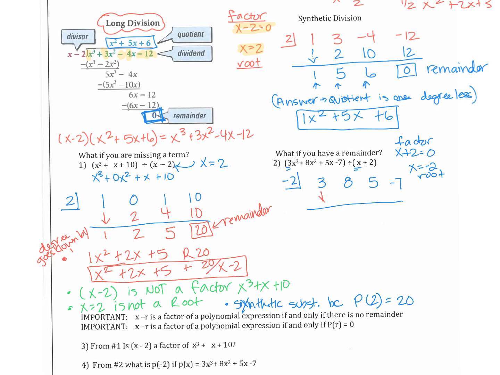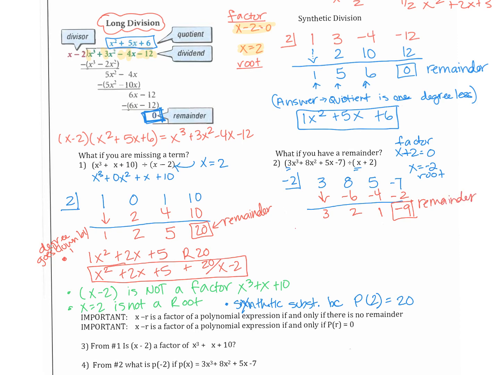I'm going to bring down the first number, 3. I'm going to multiply and get -6. I'm going to add. I'm going to get 2. I'm going to multiply and get -4. I'm going to add and get 1. I can already see this is not going to work out. I'm not going to get a 0 for remainder is what I mean. 1 times -2 is -2, and I get a -9. Remember, this last number is my remainder.